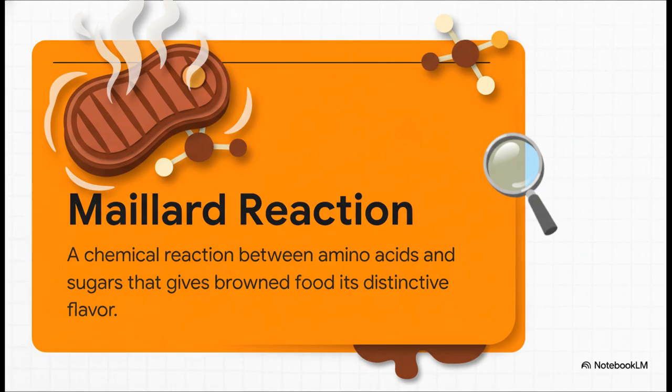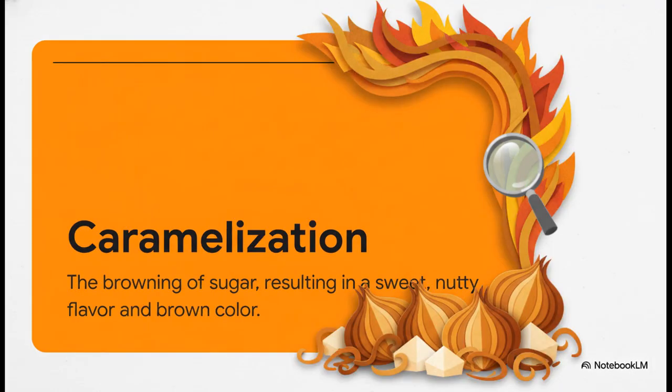This is the magic that happens when the proteins and sugars in the steak get hot and start reacting with each other. It's way more than just browning. It's what creates that deep, savory, incredible flavor you get on a perfect crust. And then there's caramelization. This one's a bit more straightforward. It's literally just sugar breaking down from the heat. That's what gives you that sweet, nutty flavor in perfectly cooked onions.